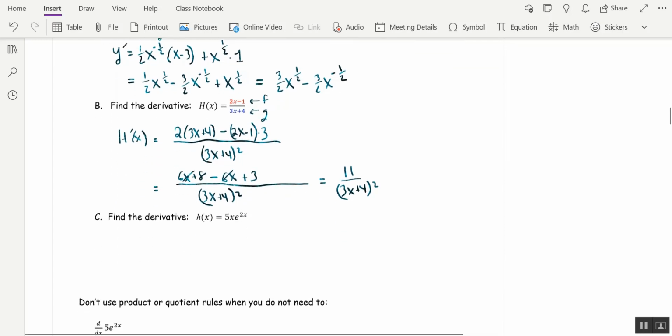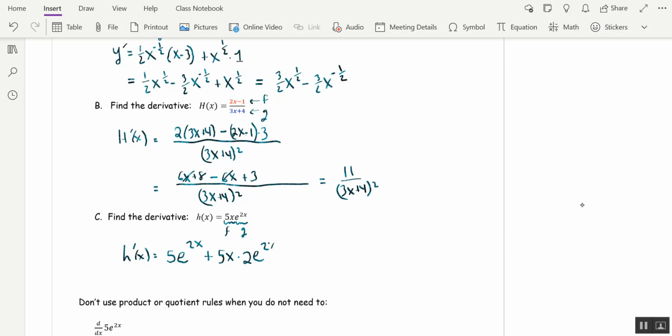Okay, one more. Find the derivative of h. This is a product again. This is my f, and the e to the 2x is my g. So h prime of x is, we want f prime, which is 5, times g, which is e to the 2x, plus f, which is 5x, times g prime. Remember, e to the kx has its own special rule. We bring the 2 down, and we leave the e to the 2x alone. And so if I simplify, that's 5e to the 2x plus 10x e to the 2x.